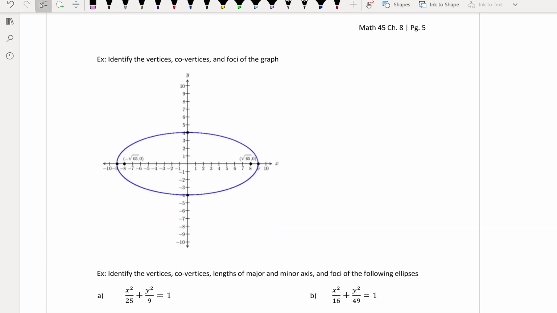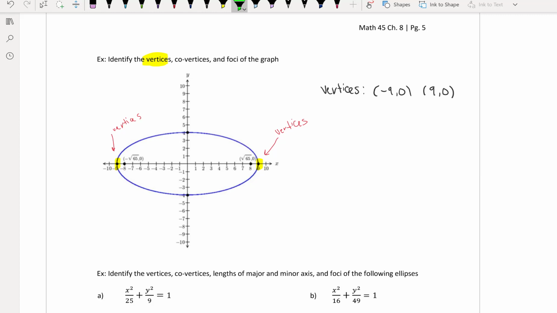So now looking at the first example, it says, hey, identify the vertices, the co-vertices, and the foci of the graph. So you're like, okay, so all you're really doing is just looking at what's happening. So we want to identify the vertices first. The vertices are the endpoints. So this would be the vertices. So we can say that the vertices are at -9, 0, and +9, 0.